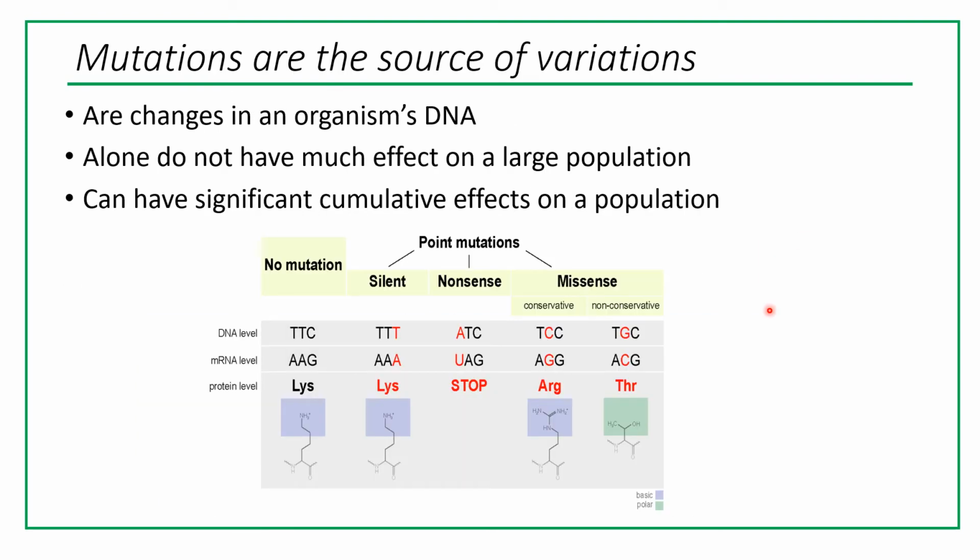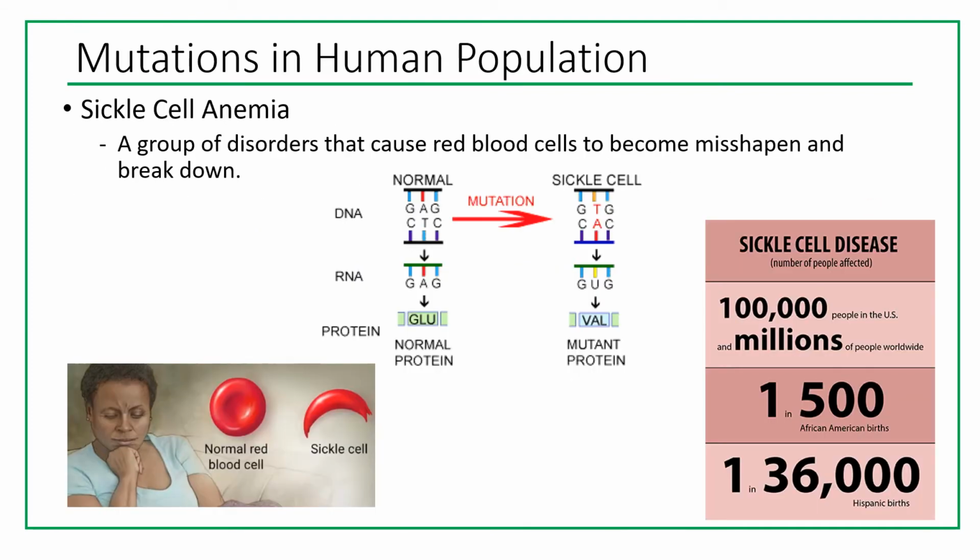Remember, another mechanism for evolution is mutation. So mutations are any changes in an organism's DNA. Alone, one mutation or even several mutations do not have much effect on a large population, but can have a significant cumulative effect on a population. So here's an example of mutation in the human population, sickle cell anemia.